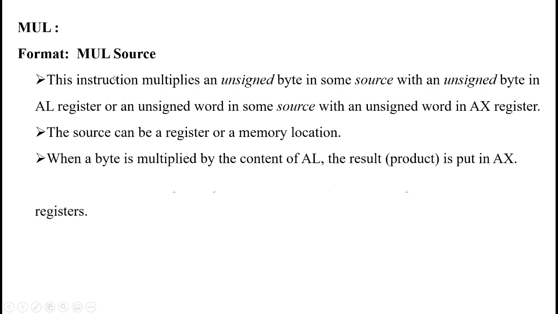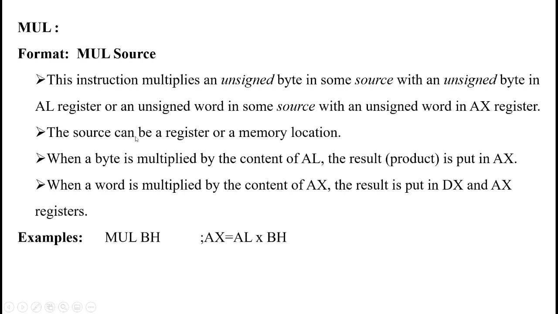You can see the example for this, then you can easily understand. Here, example MUL BH. What happens? This BH register value is multiplied with accumulator value. So you can see here the BH value multiplied by AL and result will be stored in AX register. If you are multiplying two 8-bit registers, result will be stored in the 16-bit accumulator register AX.